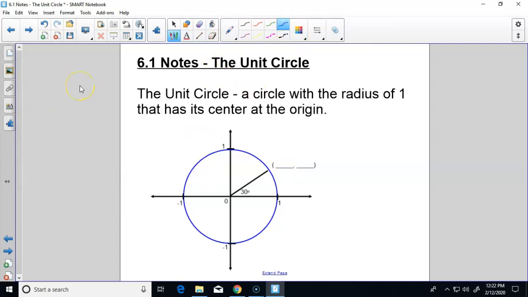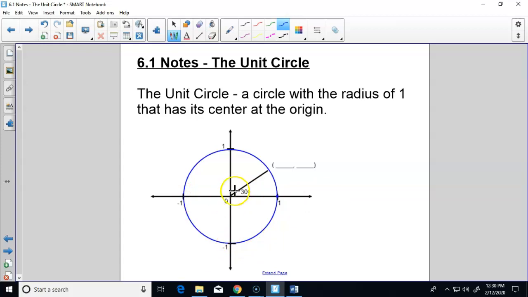All right, let's get to our notes for today. We are going to be completing a unit circle, and I'm going to go ahead and give you your copy. A unit circle is a circle with a radius of 1 that has its center at the origin. So this circle right here has a radius of 1, which means this point right here is at (1, 0). Here we've got (0, 1), (-1, 0), and (0, -1).